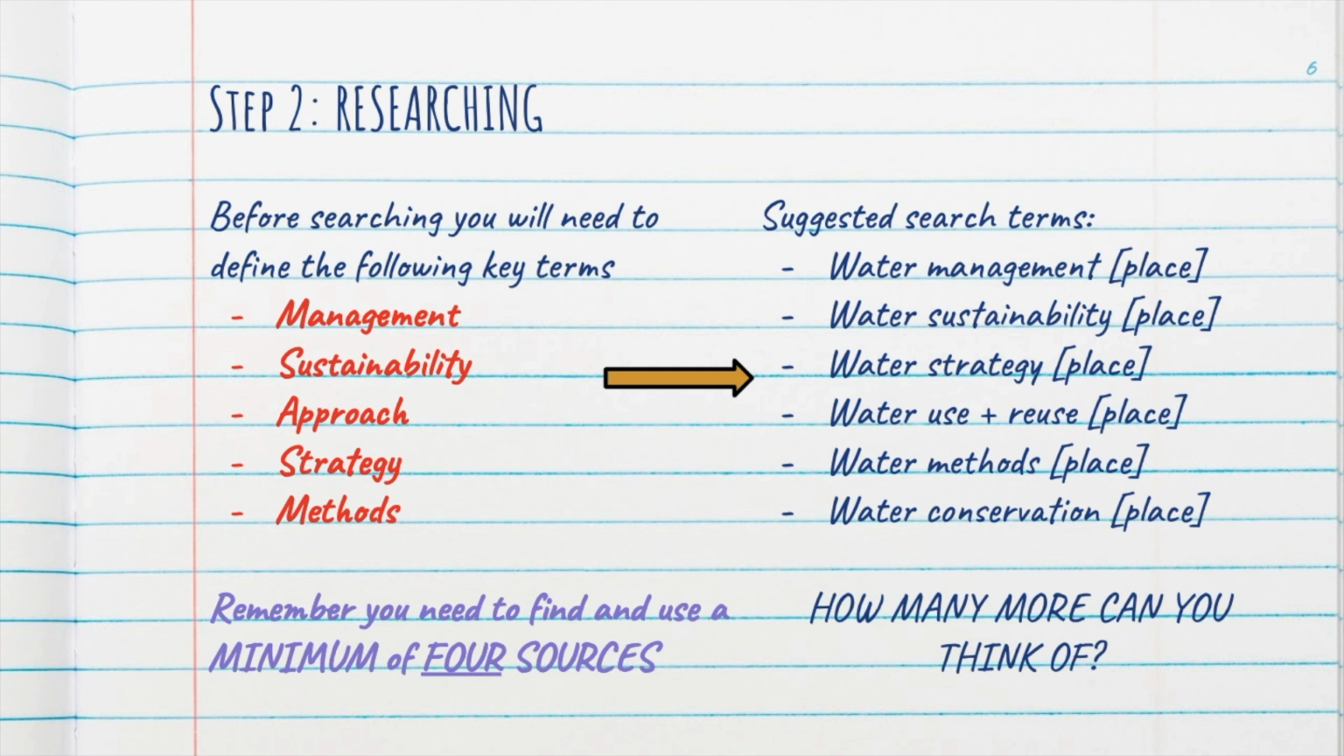So you can see some of the search terms that I found in relation to just these terms, but you could think of a variety of different ways in order to pick apart what management, sustainability, and different methods of water that are used, you could use in your research. Remember that you just need to find a minimum of 4 sources, and you will find that there are heaps of sources on the internet.